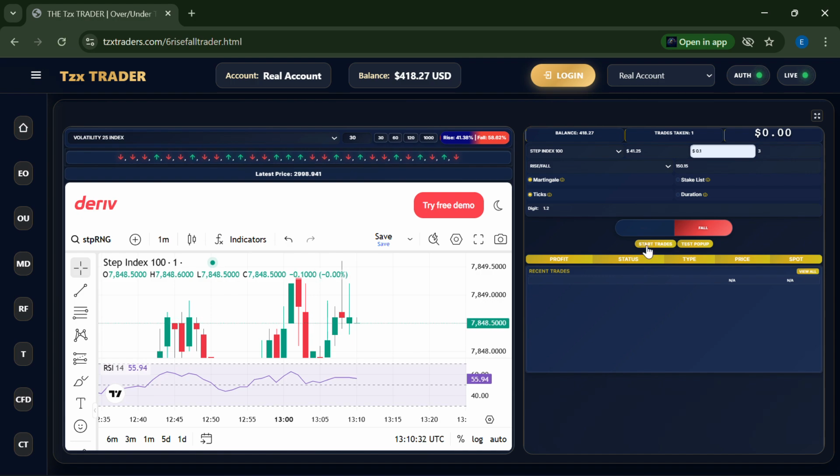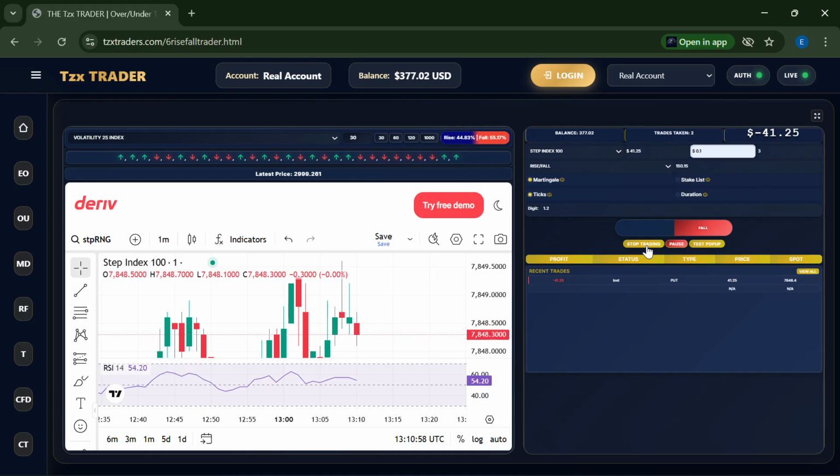So let's see, 1, 2, not yet. So let's wait. 1, 2, not yet. So we have to wait. Patience here is highly required. So if you're not patient, you can always lose money. So 3, any fall tick, you just start your trade just like that. So let's hope for the best.